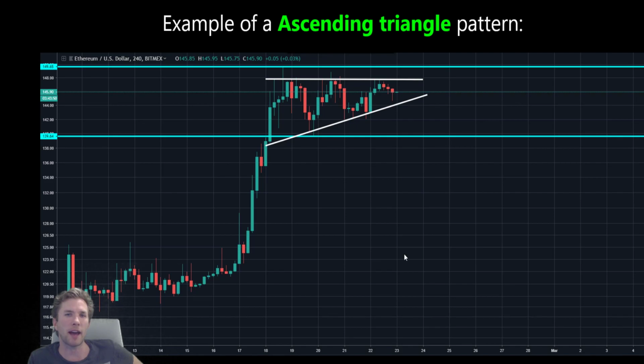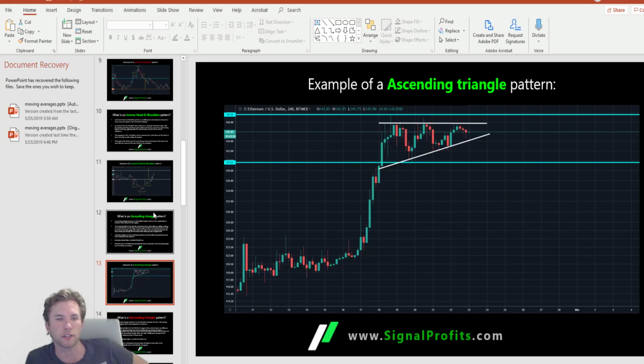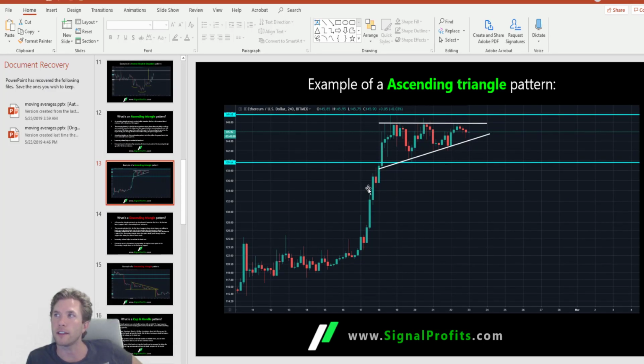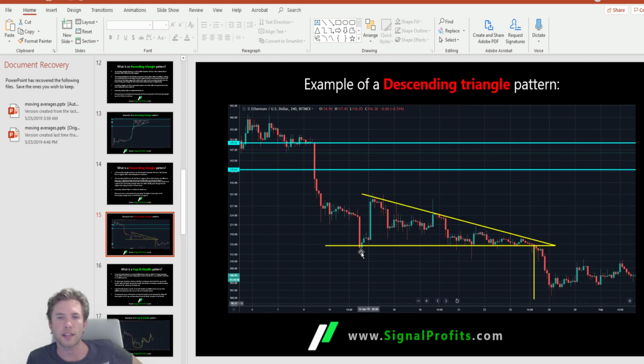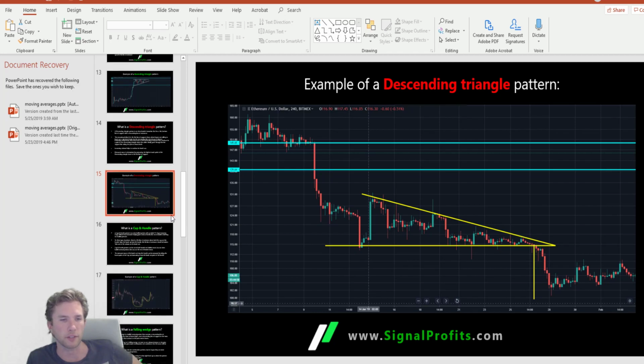So this is a pattern that I try and look for on the charts. You can find these on 5 minute, 15 minute, 30 minute, and hourly charts. Descending triangle, it's the opposite. You get lower high, lower high, lower high. That means there's less and less buy interest, and the sellers are controlling the market to the downside.